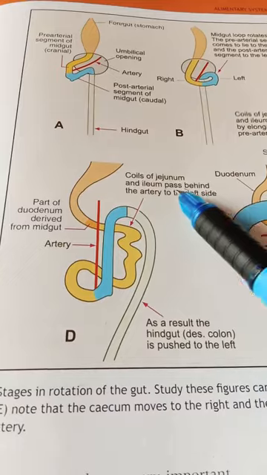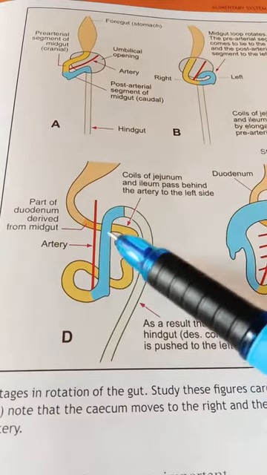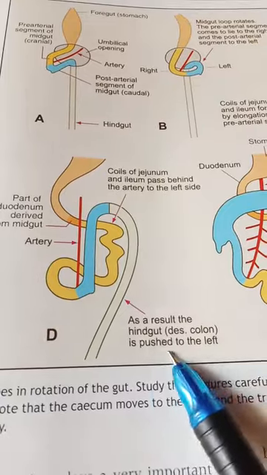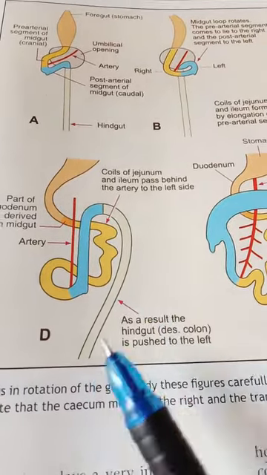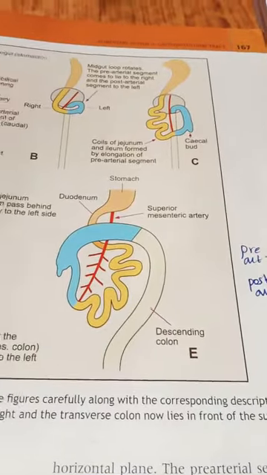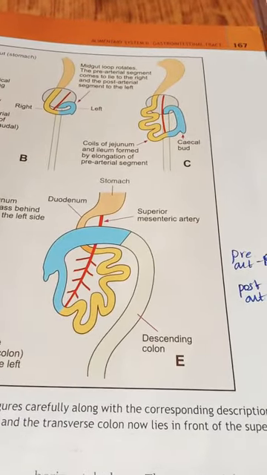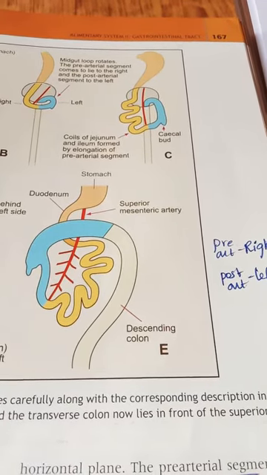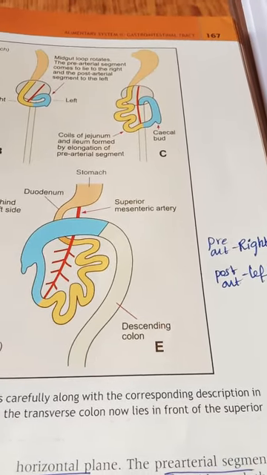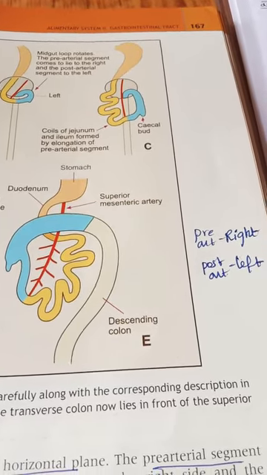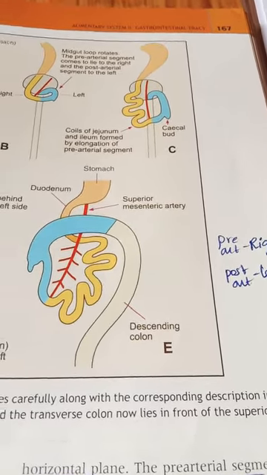So the coils of jejunum and ileum pass behind the artery to the left side, and the part of the duodenum derived from midgut lies behind it, and as a result the hindgut, that is the descending colon, is pushed into the left side. This is important. And now let us check out the next step. The duodenum lies behind the artery and the coils of jejunum and ileum occupy the posterior and left part of the abdominal cavity. Before they were on the right, now they are towards the left side.